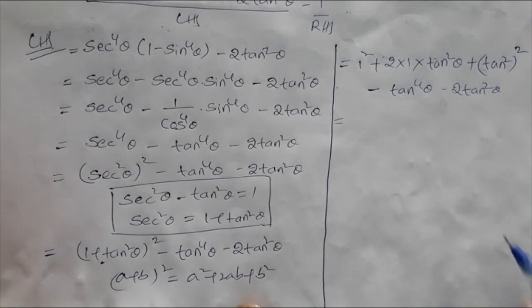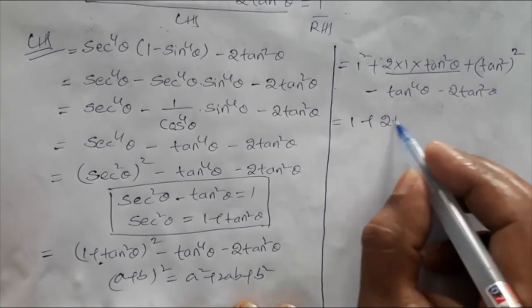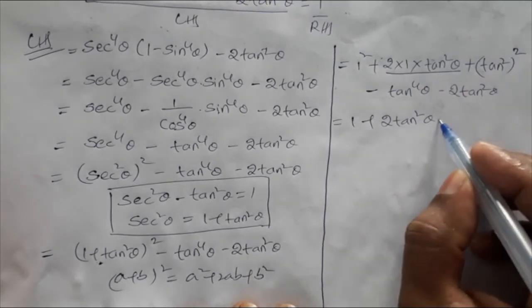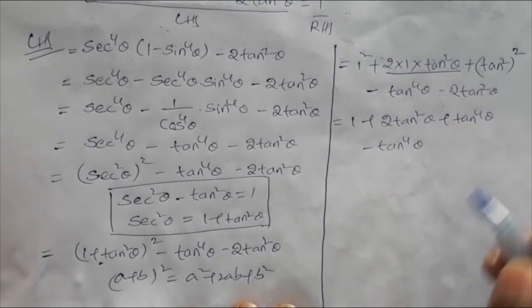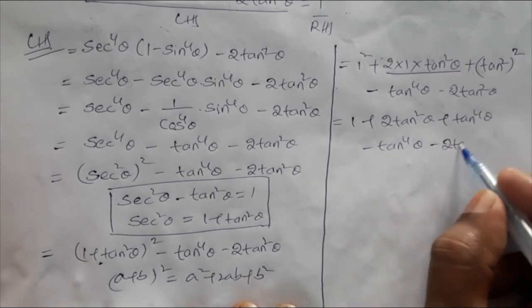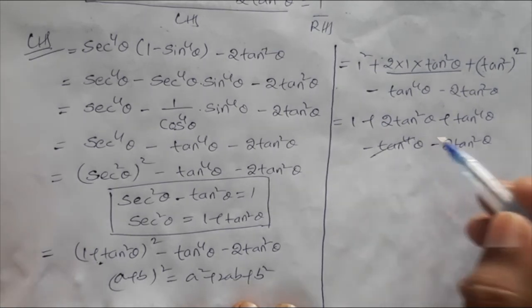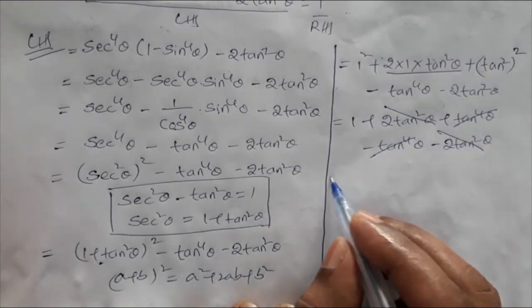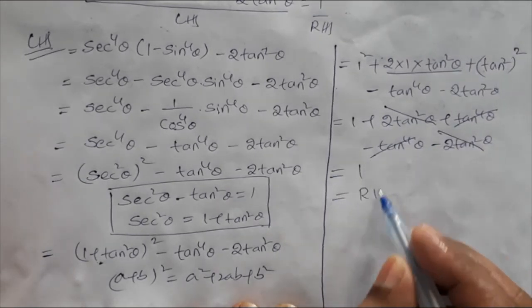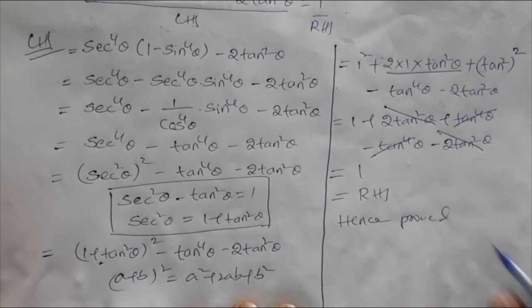Now simplify this, we will get the answer. 1 square is 1, then 2 tan square theta, plus tan power 4 theta, minus tan power 4 theta, minus 2 tan square theta. Now cancel: tan power 4 theta with minus tan power 4 theta, and plus 2 tan square theta with minus 2 tan square theta. That equals 1. So we got RHS, hence proved. That's it. Thank you.